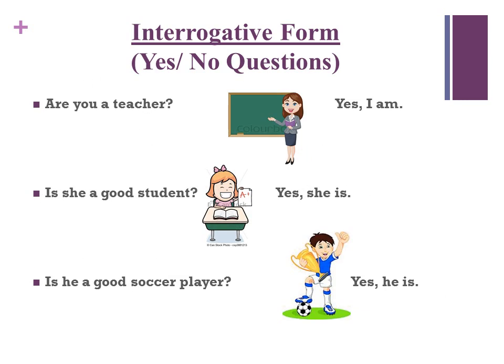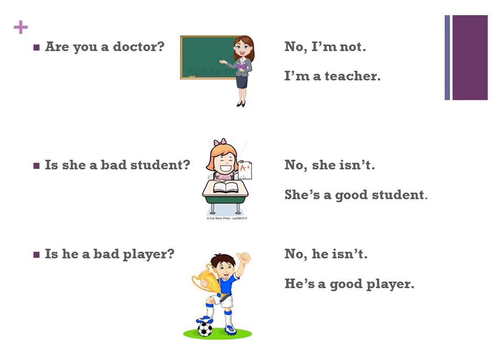Yes, no questions. Are you a teacher? Yes, I am. All right, so this is yes, no questions. So whether we say yes or no, it depends. If I say no, I should use the negative form. Is she a good student? Yes, she is. Is he a good soccer player? Yes, he is. Are you a doctor? No, I'm not. I am a teacher or I'm a teacher. Is she a bad student? No, she isn't. She's a good student.